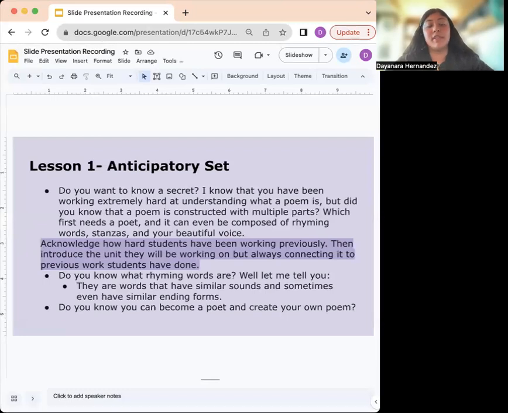Then for my anticipatory set, always think about how you're going to get students interested in the unit. How are you going to connect it to the previous unit you were learning with them? And always appreciate a student's effort and work.